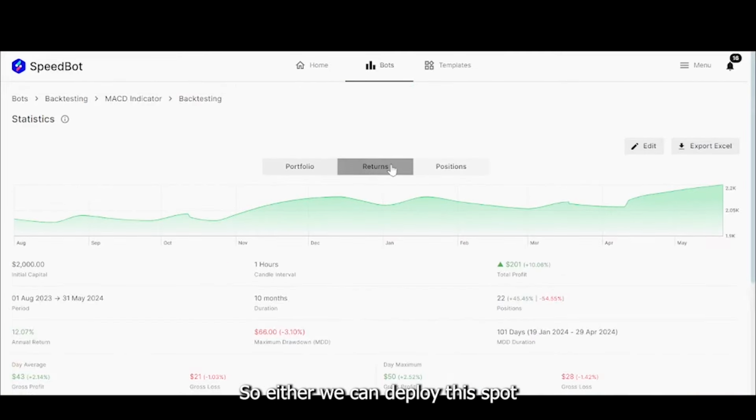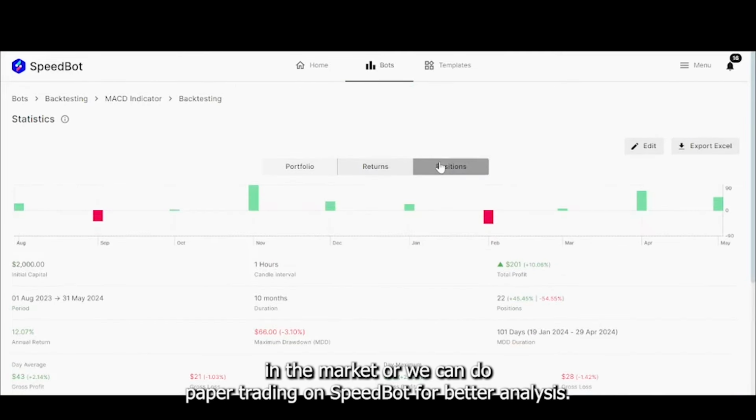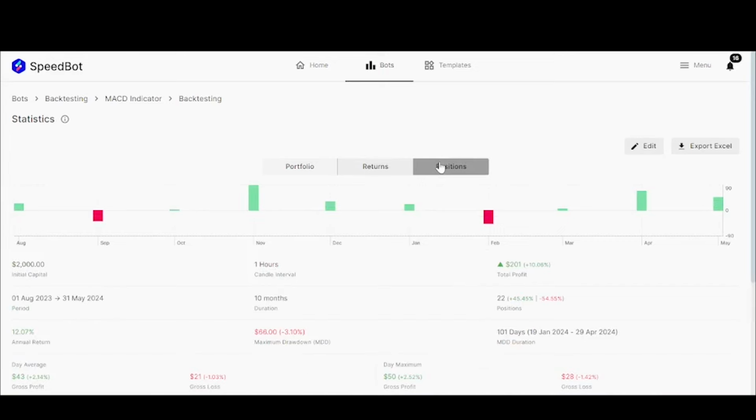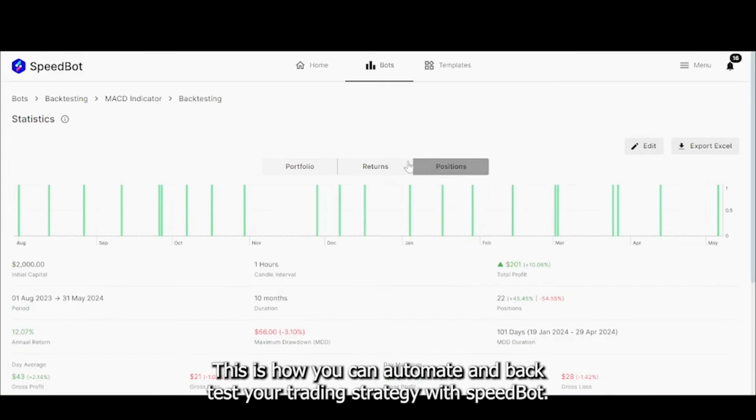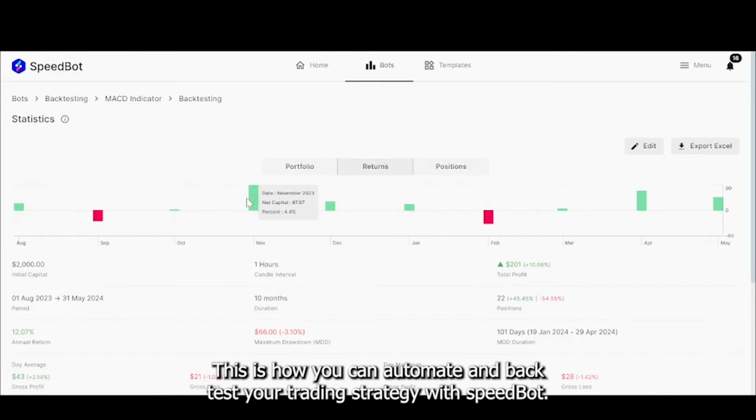So either we can deploy this bot in the market or we can do paper trading on SpeedBot for better analysis. This is how you can automate and backtest your trading strategy with SpeedBot.